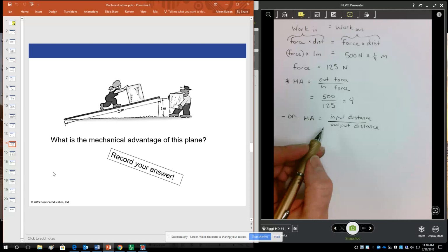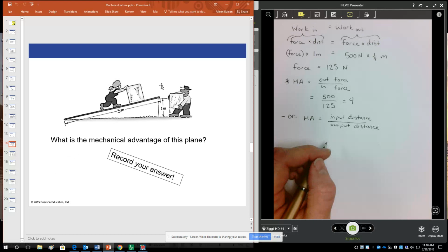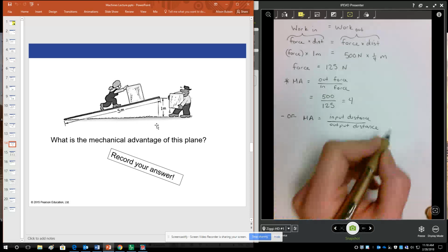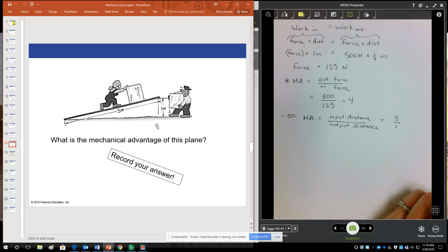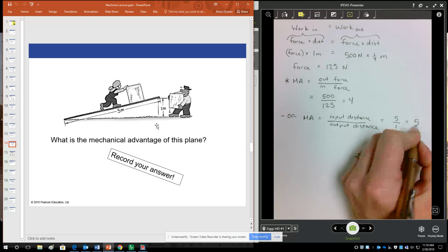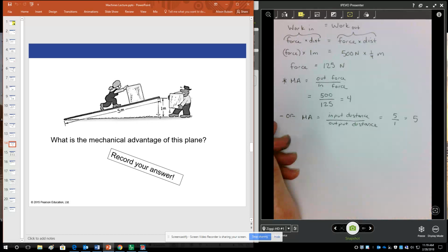So here we have the ramp we saw previously. We want to know what's the mechanical advantage of this plane. We can't talk about forces because we don't know how much this ice block or whatever it is weighs, and we don't know how much force she's exerting, but we do know that the length of the ramp is 5 meters and the height of the ramp is 1 meter. So the input distance is 5 and the output distance is 1. The mechanical advantage of this ramp is 5. She should get to push with 1/5 the force she needs to push with to lift the block straight up.